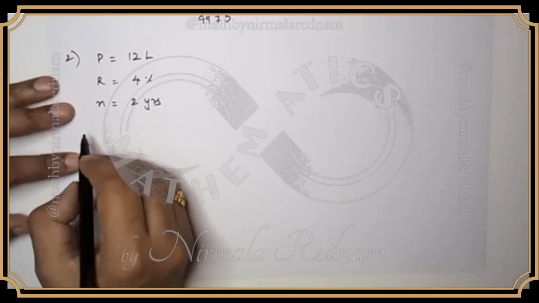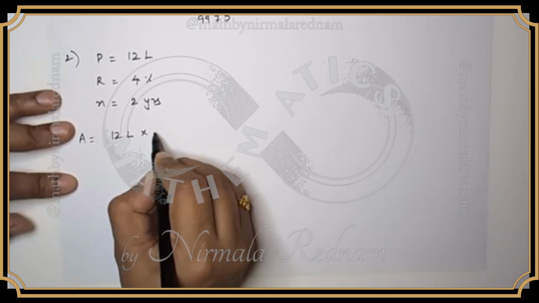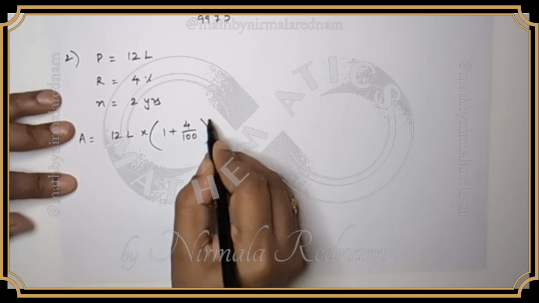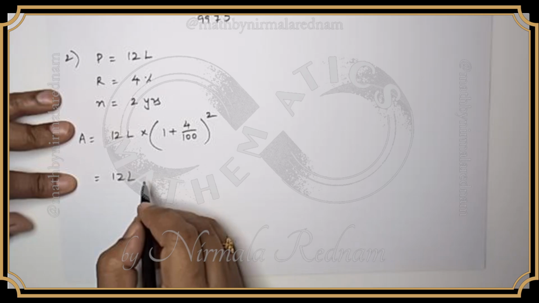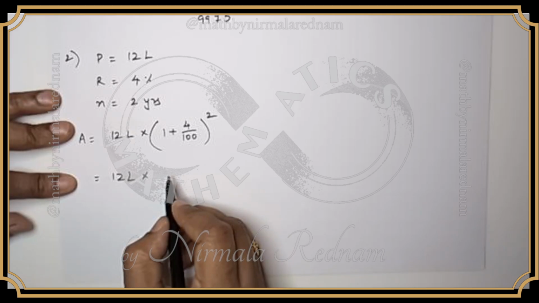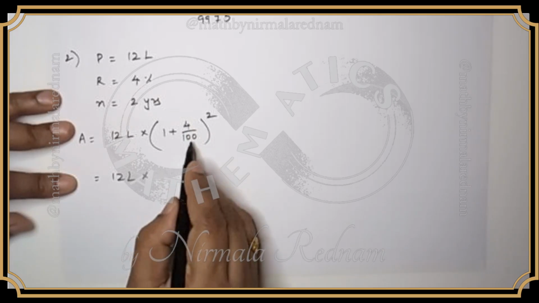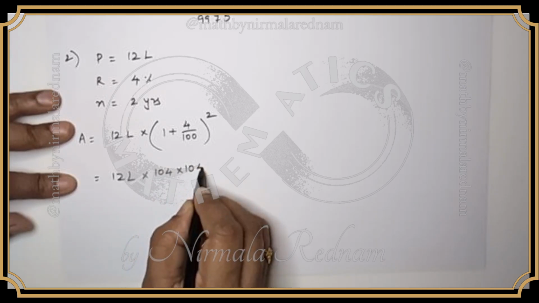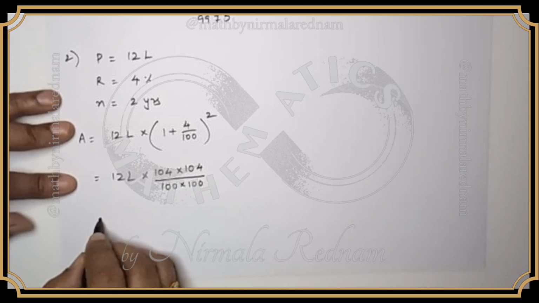So n is equal to 2. Now I have my formula: 12 lakh, which is the principal amount, into 1 plus 4 by 100 whole to the power of 2, right? Which is 12 lakh into... you can either simplify this for 25, or you leave it, because when you have zeros in the denominator it is very comfortable. You can simply cancel zeros in the numerator, instead of putting so many decimal places. So you leave it like this, right?